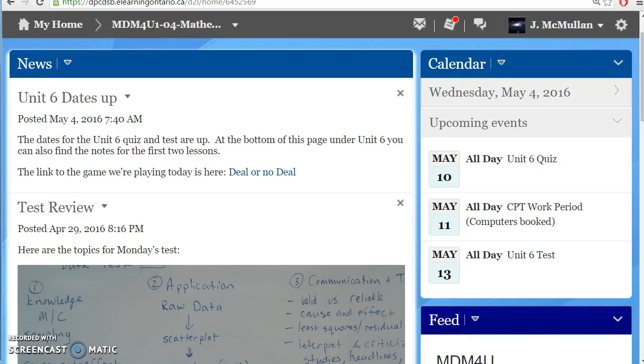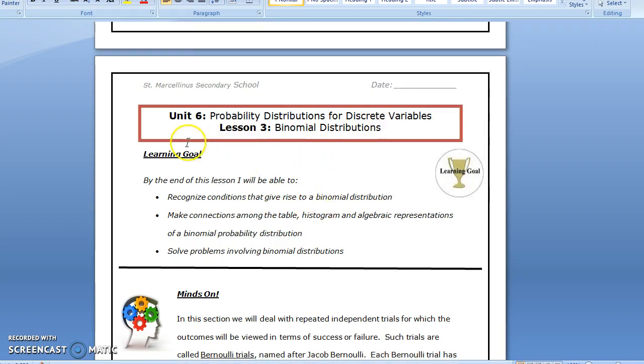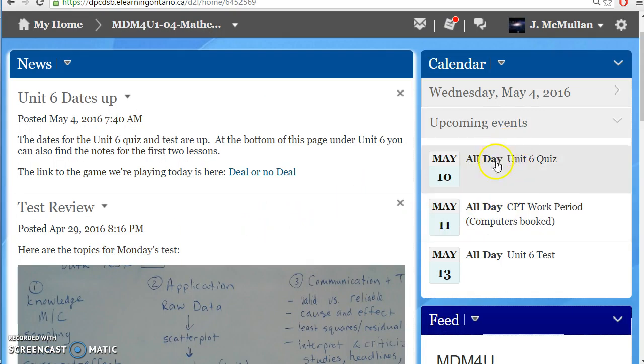Welcome. Today we're going to be talking about the binomial distribution, which is the third lesson in our Unit 6 together. And before we do that, I wanted to quickly address a few things that are coming up.